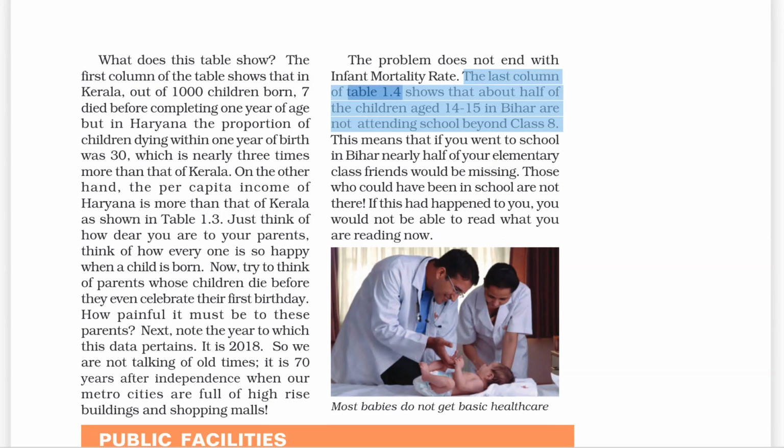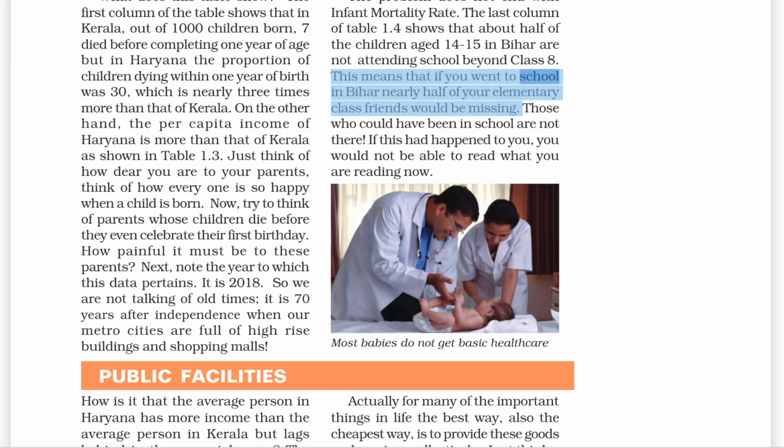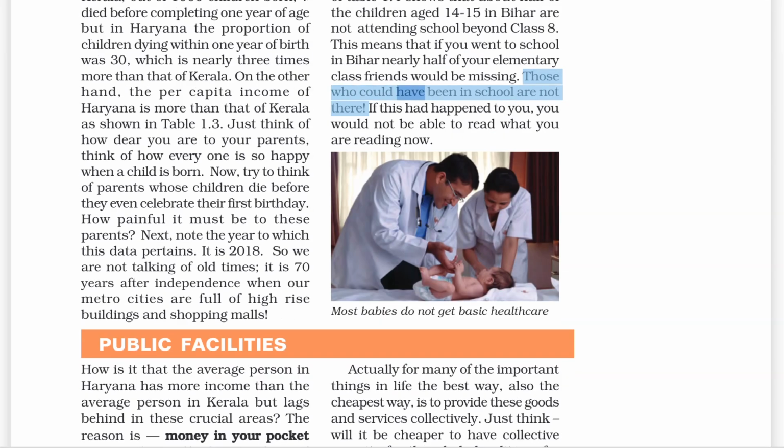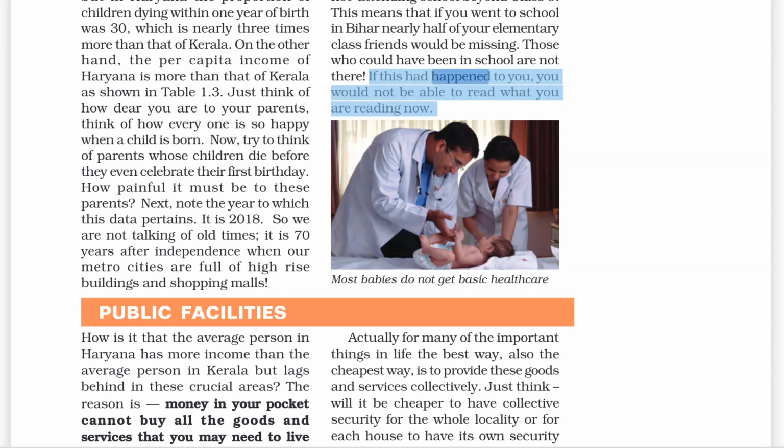The last column of Table 1.4 shows that about half of the children aged 14 to 15 in Bihar are not attending school beyond Class 8. This means that if you went to school in Bihar, nearly half of your elementary class friends would be missing. Those who could have been in school are not there. If this had happened to you, you would not be able to read what you are reading now.